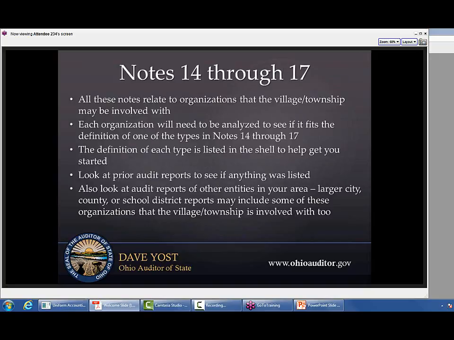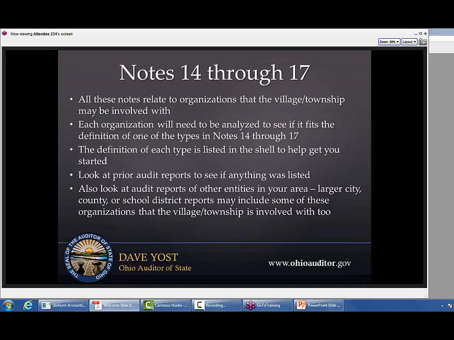Notes 14 through 17, all these notes are related to if your trustees or your council people are involved in different types of organizations. These are organizations that you as an entity may be involved with. Each organization will need to be analyzed to see if it fits the definition of one of the types of entities or one of the types of note disclosures. The definition of each type is listed in the shell to help you get started.